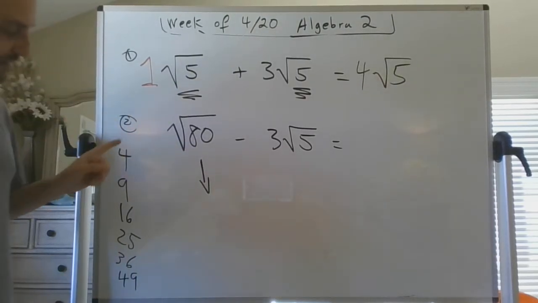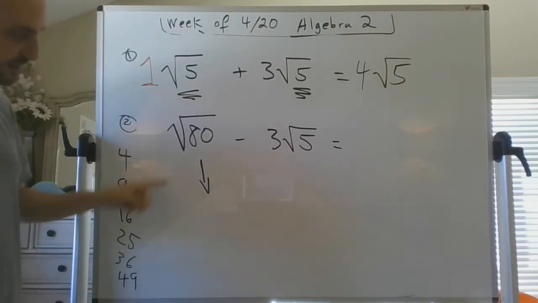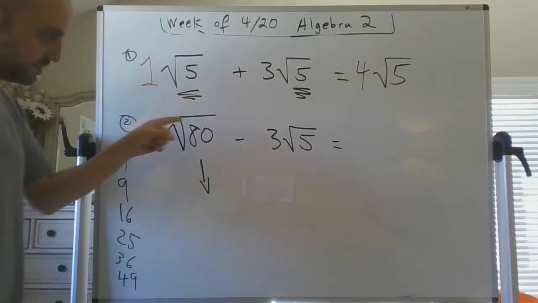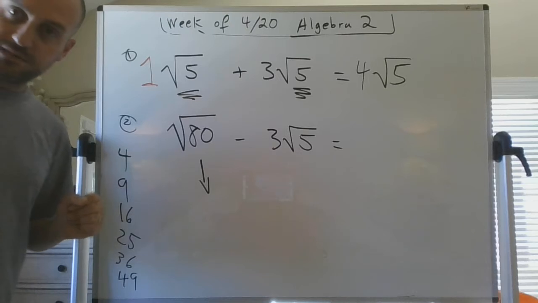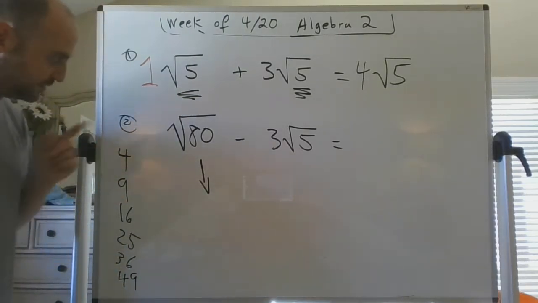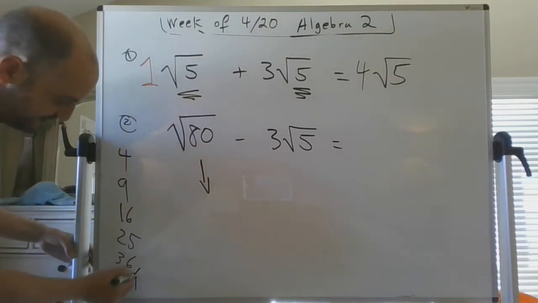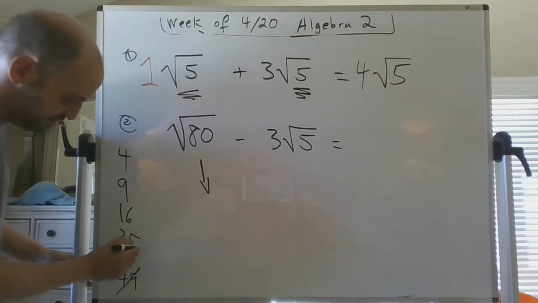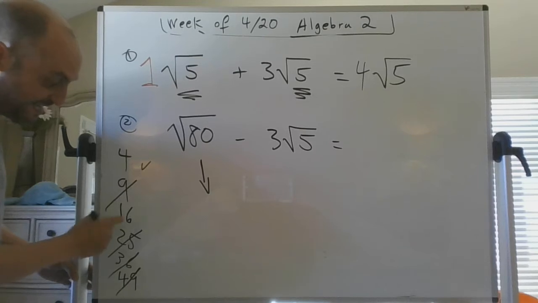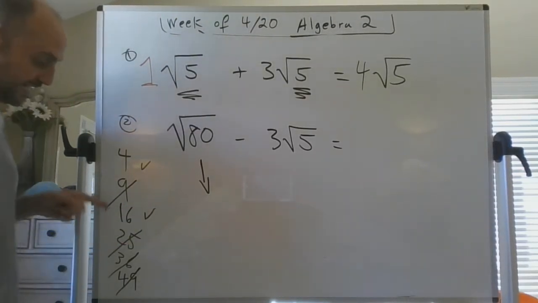And I want you to think about the largest perfect square you could think of that is a factor of 80. Meaning, which of these goes into 80? 4 does, because that's going to be 4 times 20. But there's a bigger one. 9 doesn't go into 80. 49 does not go into 80. 36 does not go into 80. 25 does not go into 80. 4 does. 9 doesn't. 16 does go into 80. So the largest of these would actually be 16.